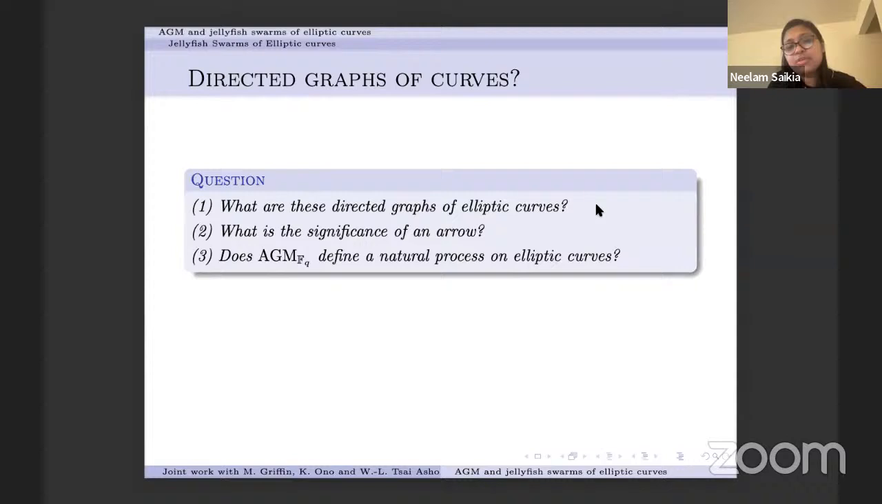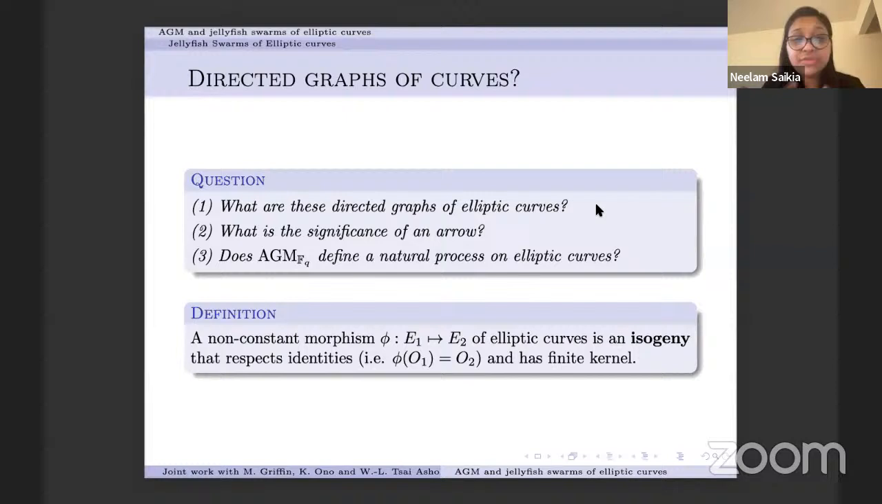So here, to know the significance of these arrows, we need to introduce a notion which is called isogeny. An isogeny of elliptic curves is a non-constant structure-preserving map that maps identity to identity and whose kernel is finite.